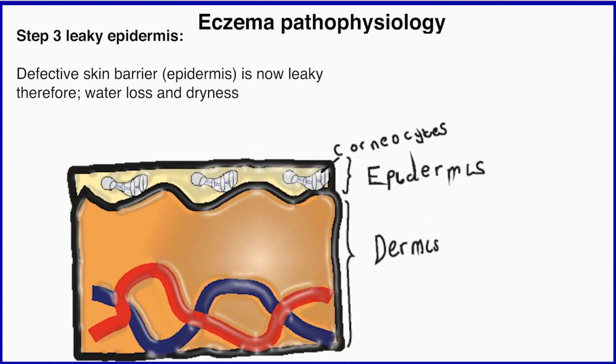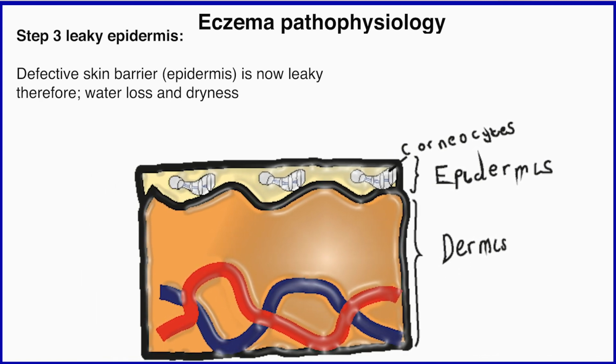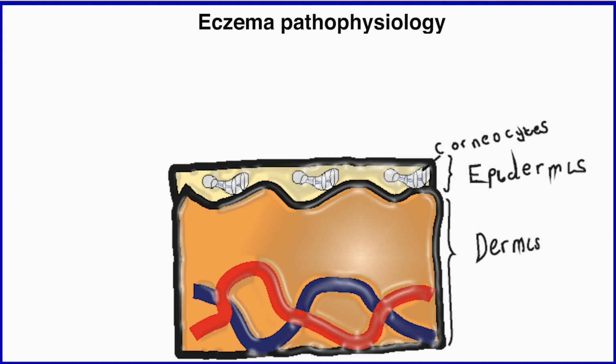This makes the upper layer of the skin become defective. It cannot act as a barrier and becomes leaky. And what is it leaky to?